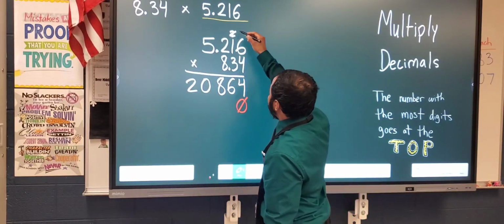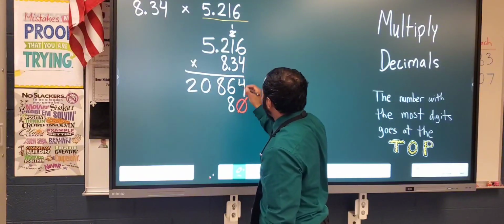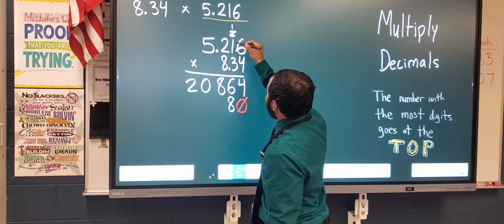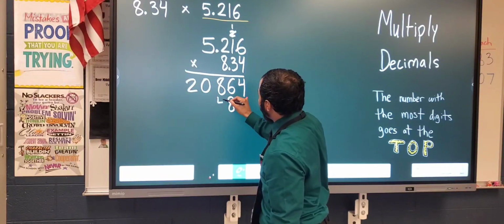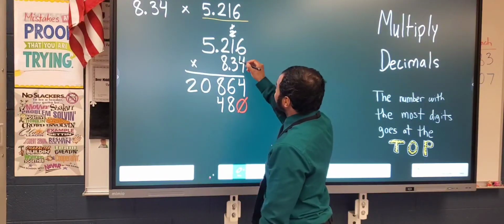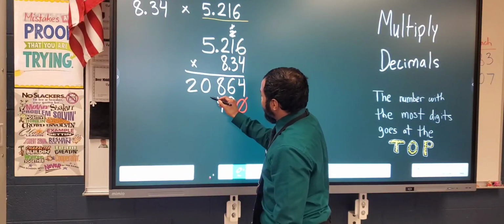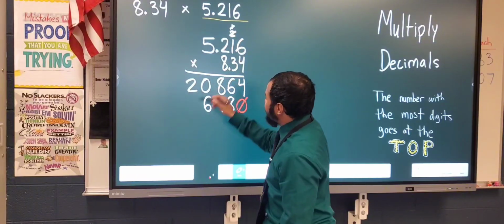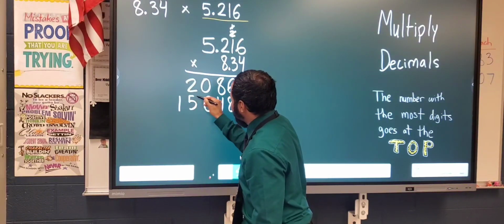3 times 6, 6, 12, 18. 3 times 1 is 3, plus 1 more is 4. Again, I'm going to cross that off because I already used it. 3 times 2 is 6. 3 times 5 is 15.